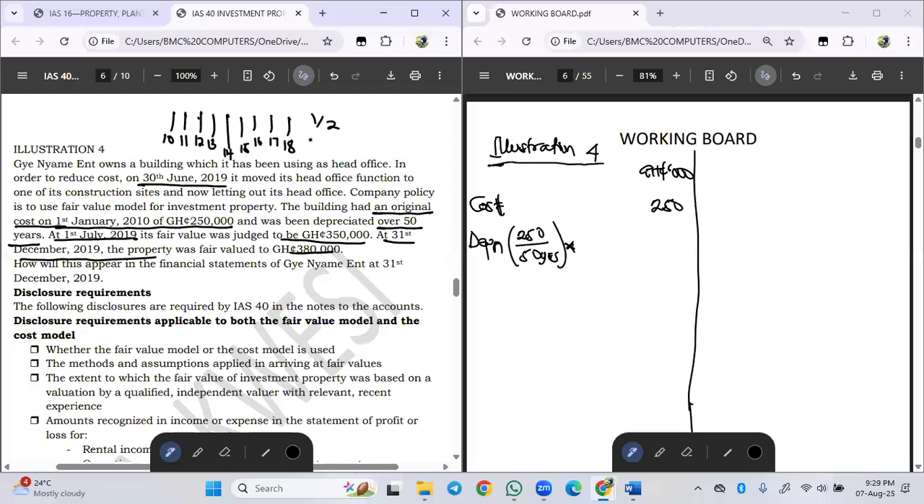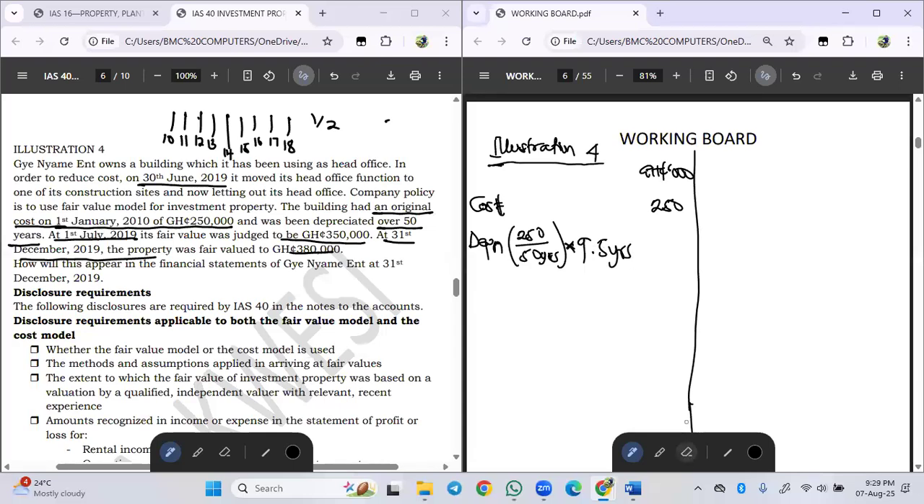You have to determine the carrying amount up to the date that they reclassify the asset to a different standard. I use a pencil, like how I've illustrated on the board. The whole of 2010 to 2018 is 9 years. For the accumulated depreciation, you can do 9.5 years and just get your answer.